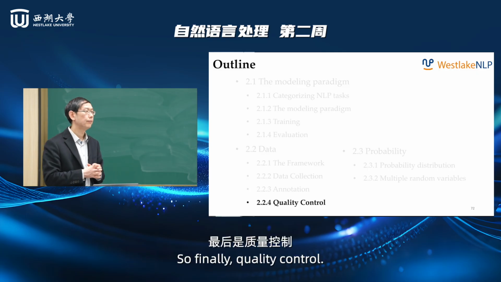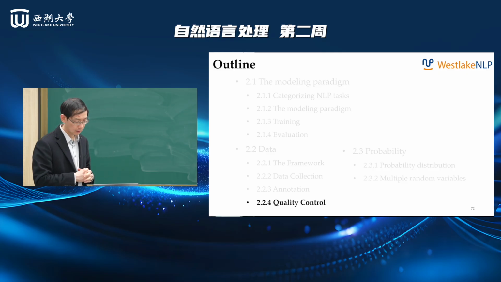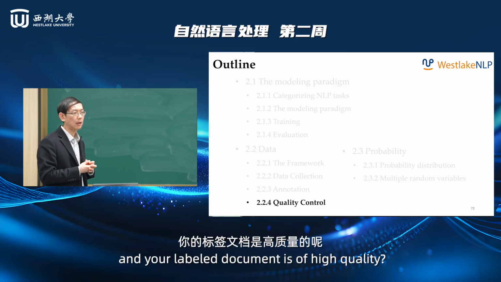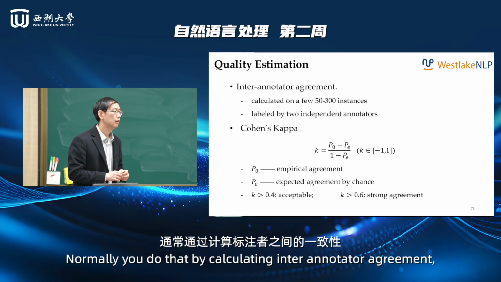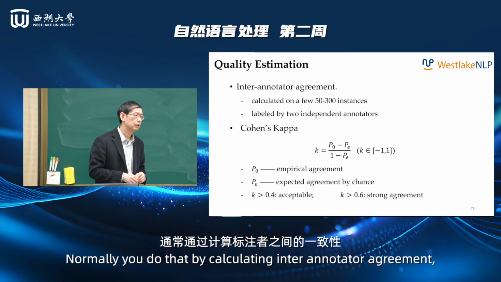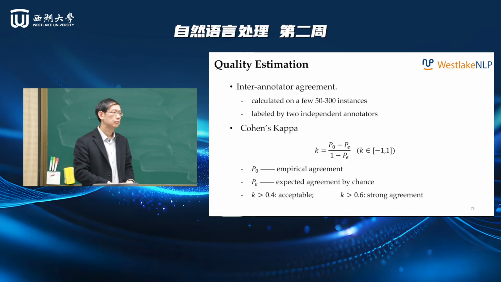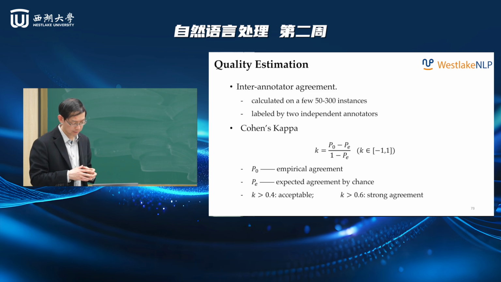So finally, quality control. How do you know that your annotation guideline is great and your labeled document is of high quality? Normally, you do that by calculating inter-annotator agreement, which means when you have two people label the same thing, how similar they are. This is called inter-annotator agreement.